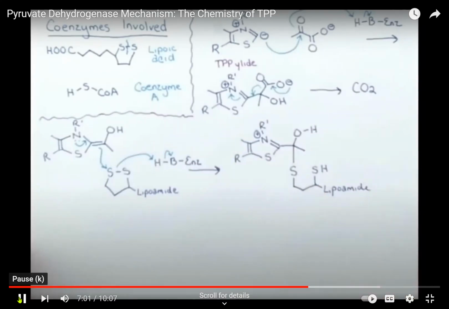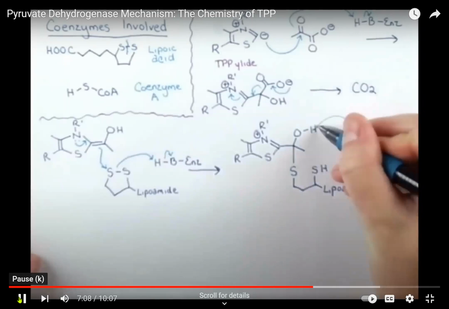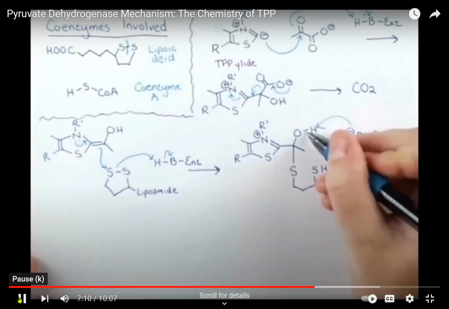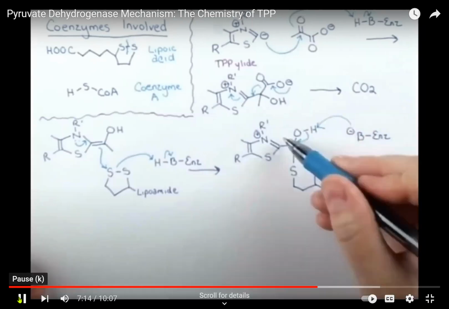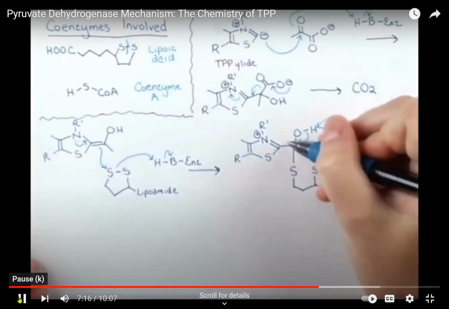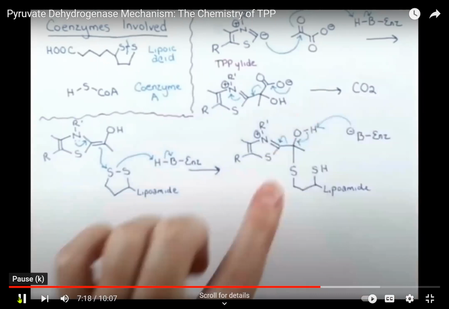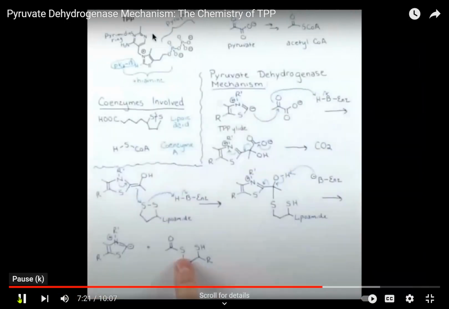We will need a basic enzyme residue to do that. This is going to attack this proton. These electrons push down, and when we're choosing which bond to break, we'll put the electrons here and reform our ylide. And we form this thioester here on the lipoamide, which I've just abbreviated with an R here instead of writing out the name of it.